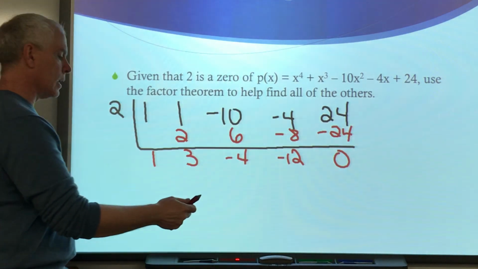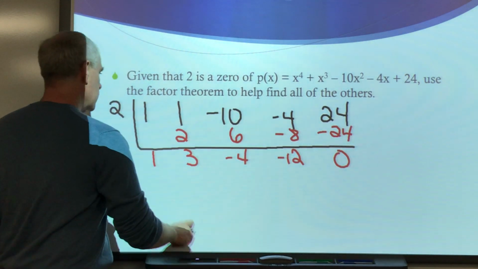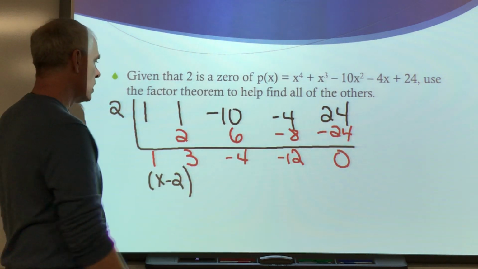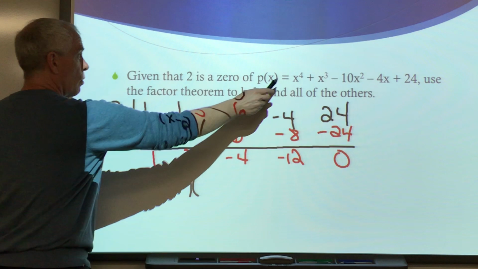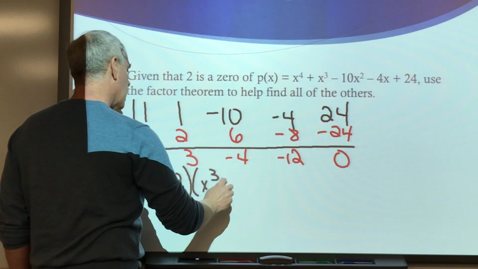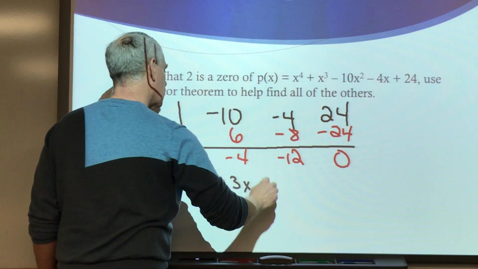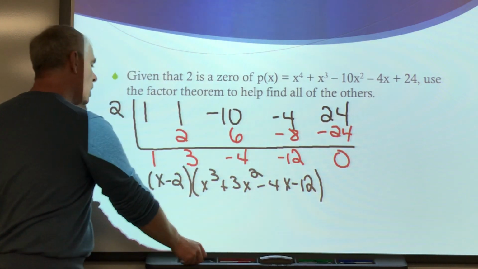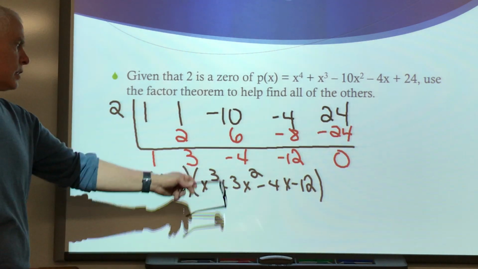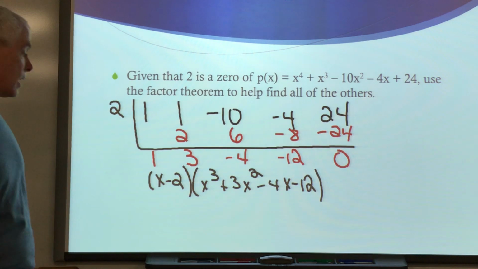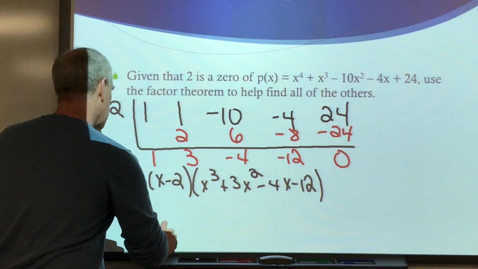So what we know right now is this is going to factor to x minus 2, because we know that 2 is a factor. And I'm left with, I went 1 degree down from the fourth, 1x to the third plus 3x squared minus 4x minus 12. Well, I'm not completely factored because this x to the third term can factor more. Well, we can factor that one by grouping, you guys.